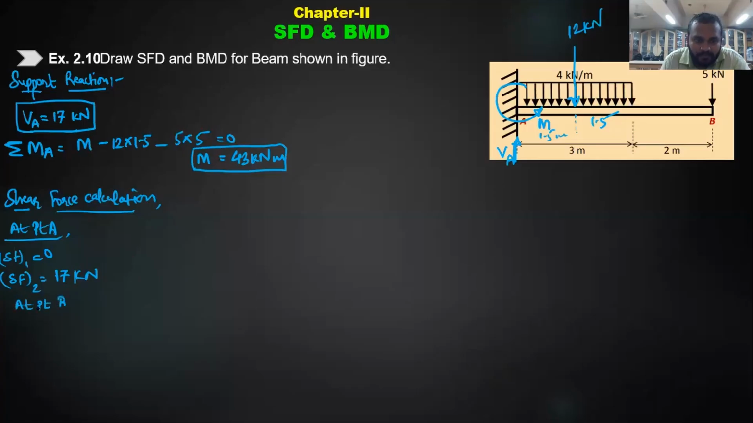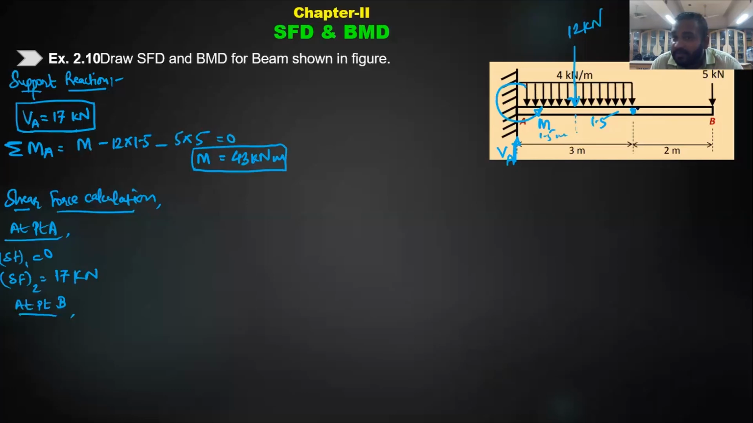Next, at point B, SF1 will be... is this particular point we need to consider? Yes or no? Should I consider this point or not? No, sir. The thing is, I should consider that point. Why? Because at that point the loading changes. My UDL ends there, and after that there will be no UDL, so the inclined line I draw for the UDL should end there, right? So this is a point of interest.